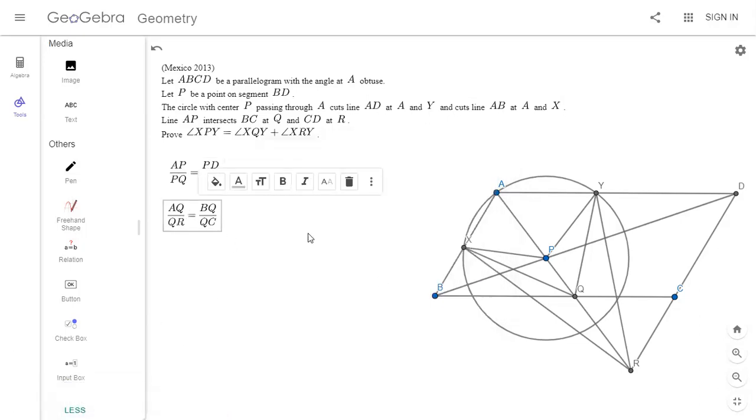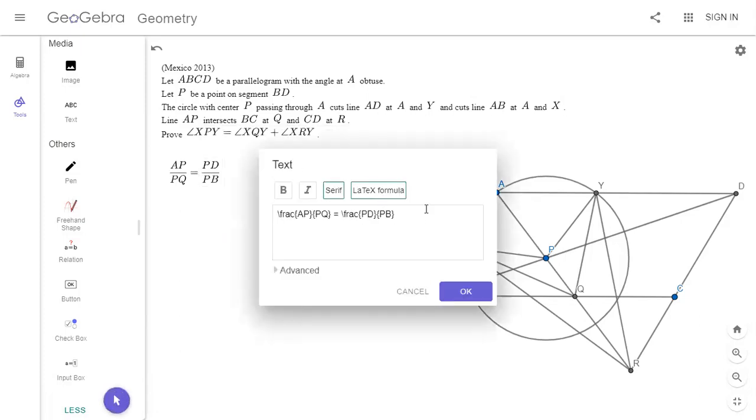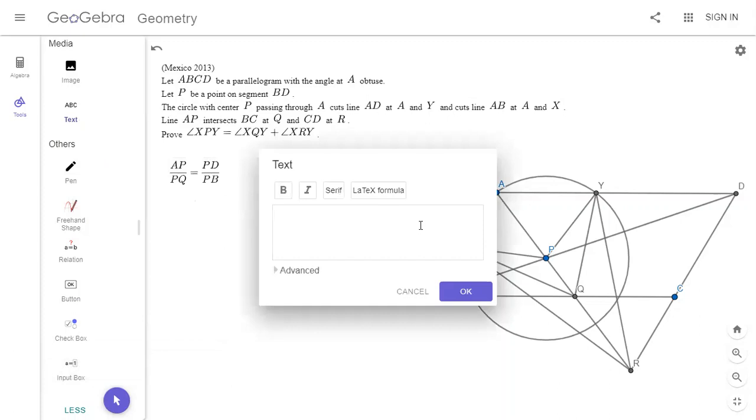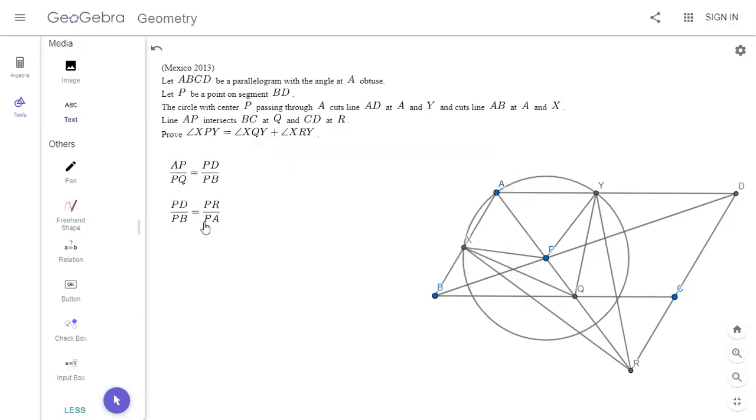And we could just say that that's AP over PR. No, we can't change it directly, it will stay the same. We can directly say that PD over PB is equal to PR over PA. And we can write it directly next to the first equation because we have PD over PB. Okay, so that means that PA squared is PR times PQ.